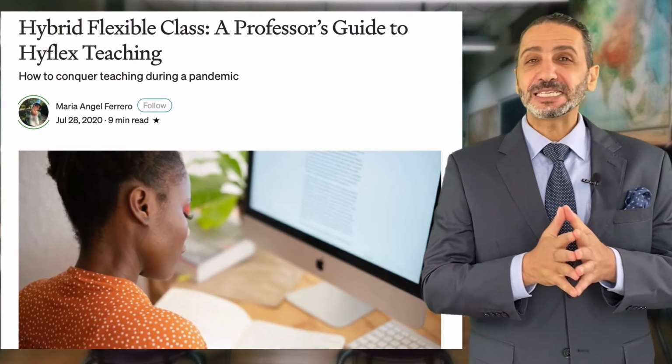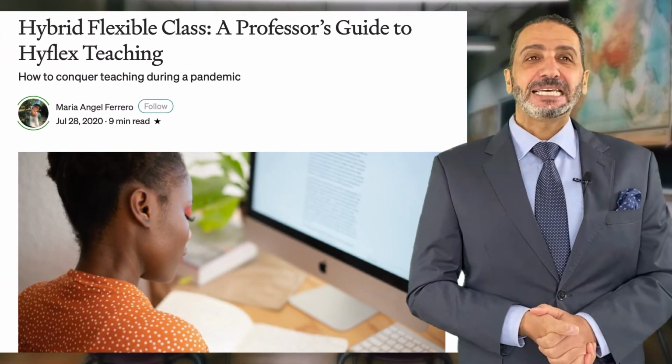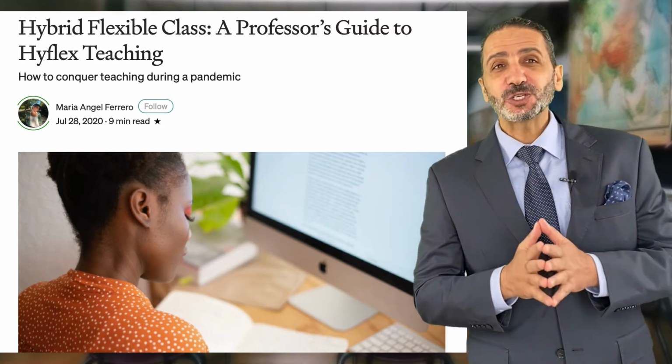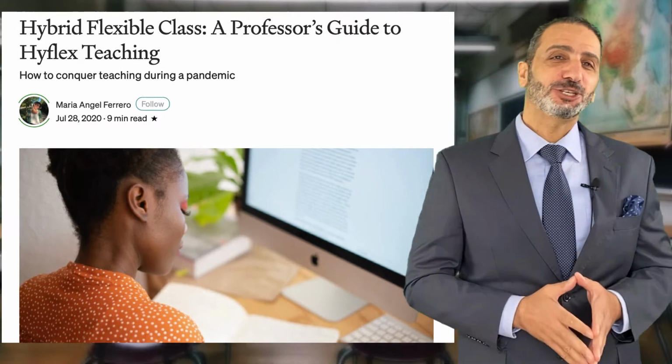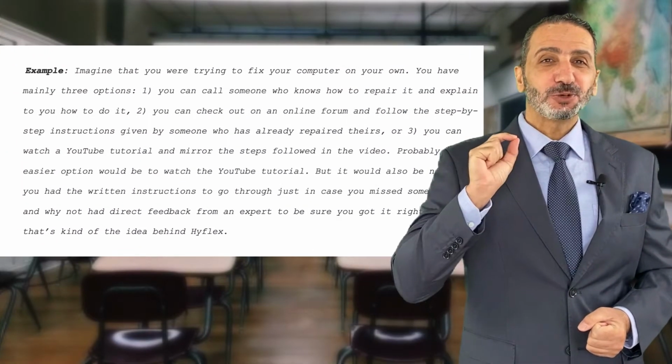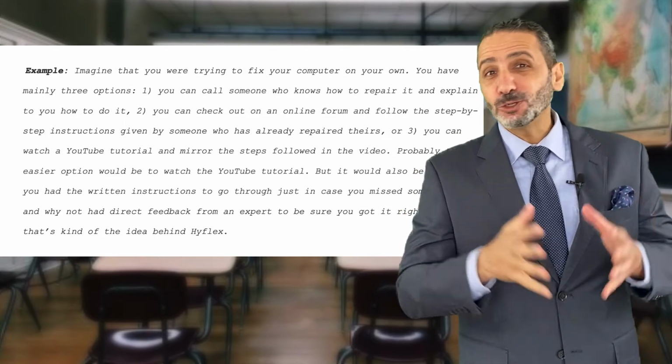Today we're going to take a look at 2 different papers that have looked at this model in detail. Number 1 is a paper that was published in Faculty Focus by Maria Ferrero. This was in July 2020, entitled Hybrid Flexible Class, a Professor's Guide to Hyflex Teaching. Now, the author says the following. She begins by giving this excellent example. She says, imagine that you are asked to repair your own computer. How would you be able to do that?